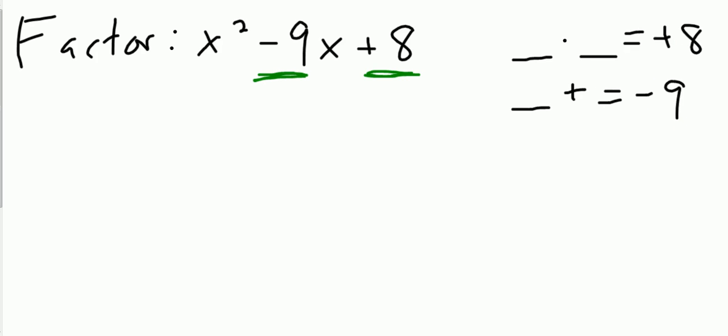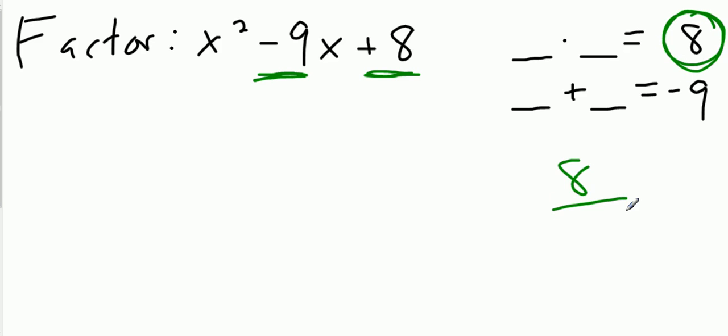So I forgot my blank there. Let me fix that. Okay. So we're multiplying towards positive 8. I don't really need the plus here, but it's always important to think about because you do need the minus sign, right? We need to find two numbers that multiply to 8, so we're going to start with 8. How do we multiply it to 8? Well, 1 times 8 or 2 times 4.